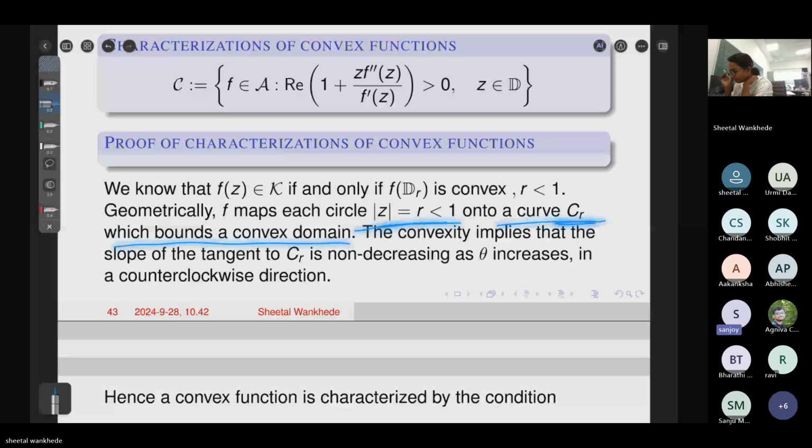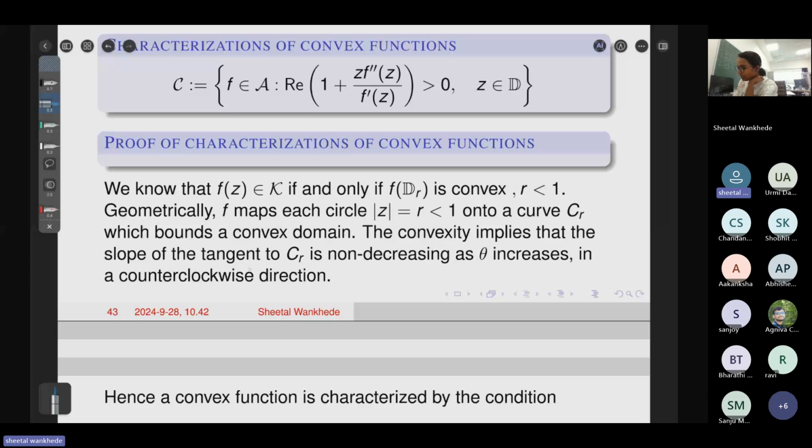So here each circle, this function maps to the curve which is bounding this domain, and they will not coincide or intersect each other. The convexity implies, and we know the complex convexity implies, that the slope of the tangent to this curve is non-decreasing as theta increases in the clockwise direction. So this thing we write in an analytic manner.